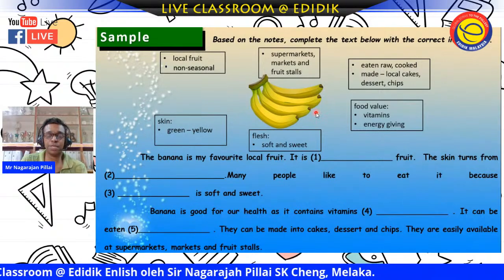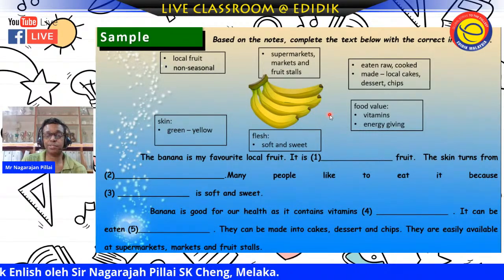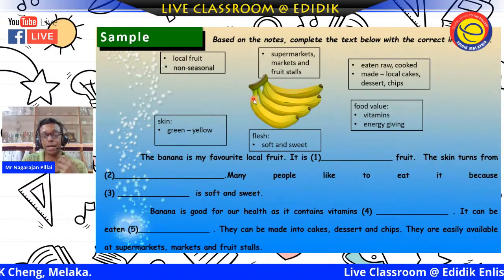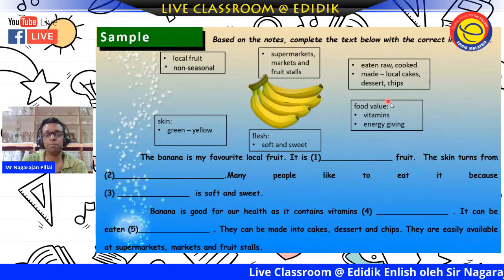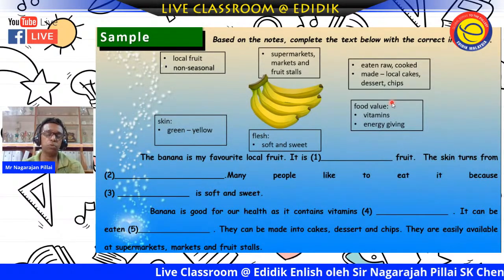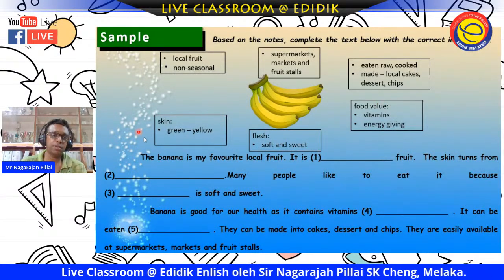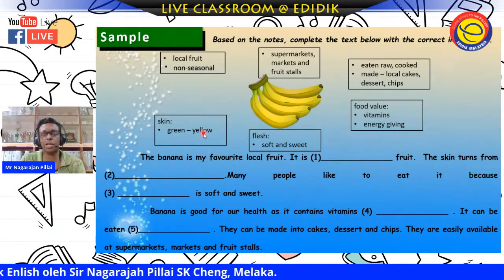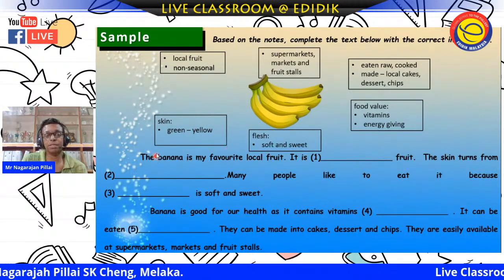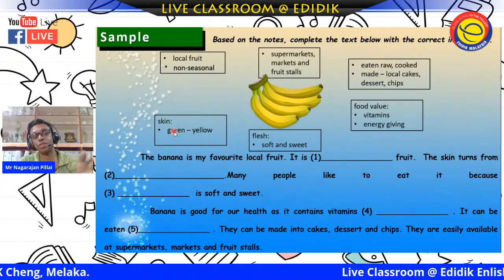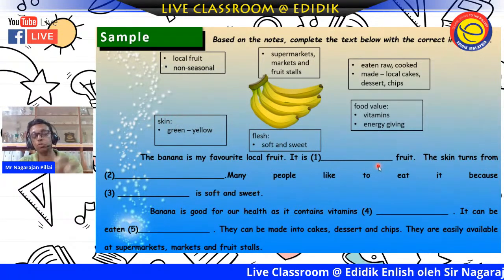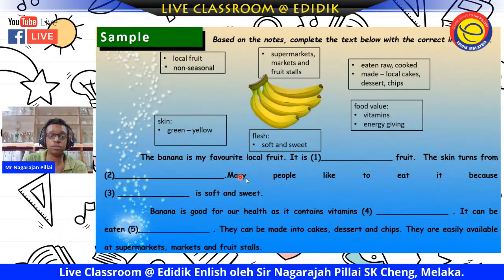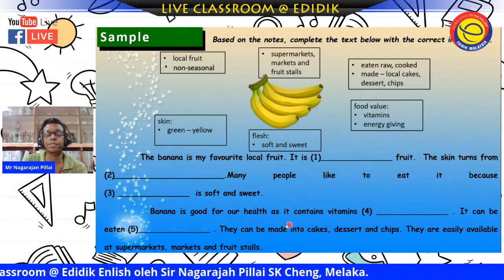Anything that you understand from the stimulus? Those are just words. Okay, some of it might have meaningful words. For example, this skin, green, yellow. You can't say, okay, skin is green, yellow. You need to complete it. That is why you need to transfer the words into these blanks so that it will become a complete sentence.